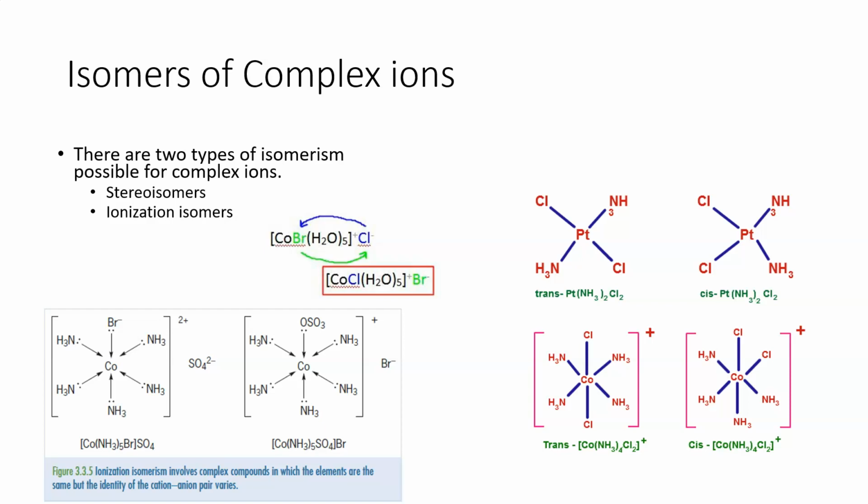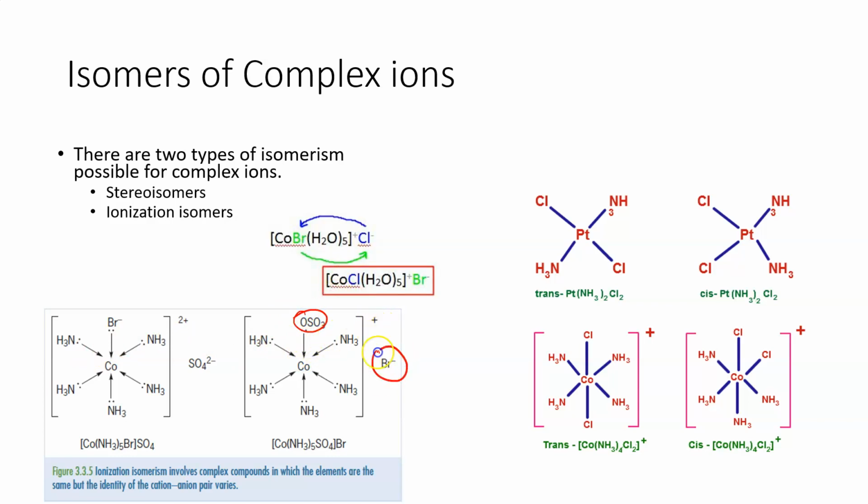So there are 2 types of isomerism that we see. These are stereoisomers, remembering, so we can have stereoisomers, the mirror images of each other, okay, or ionization isomers. So you can see here that in ionization isomerism, we have complex compounds in which the elements are the same, but the identity of the cation and anion differs. So in this case, we have a single bromine with the 5 ammonias, and in this case, we have swapped that out for an OSO3.